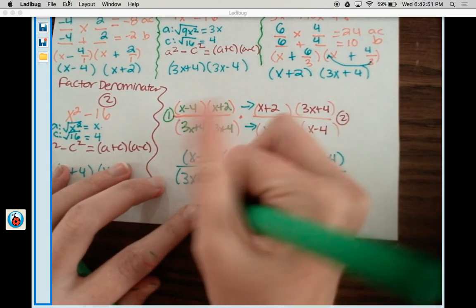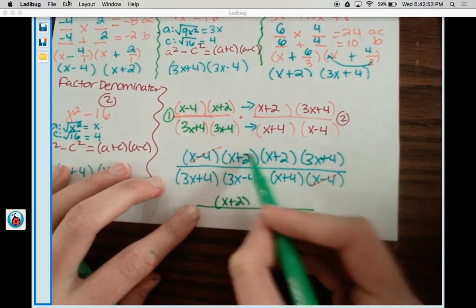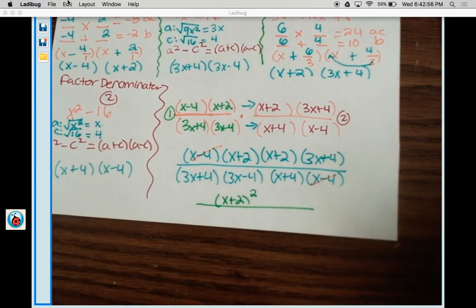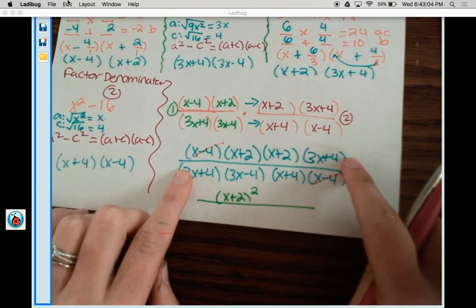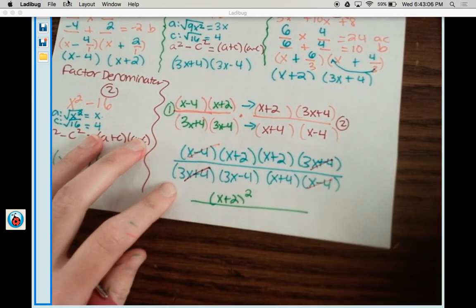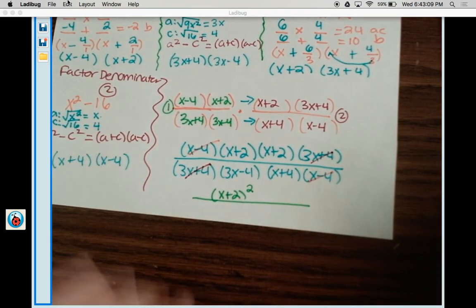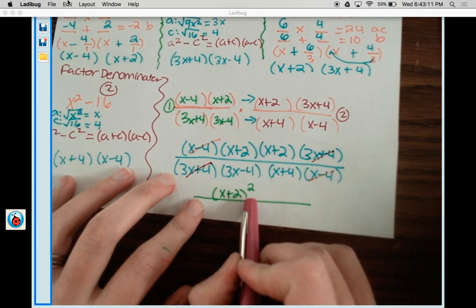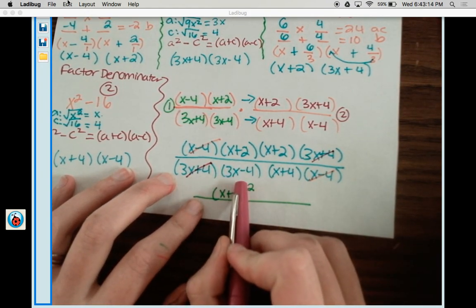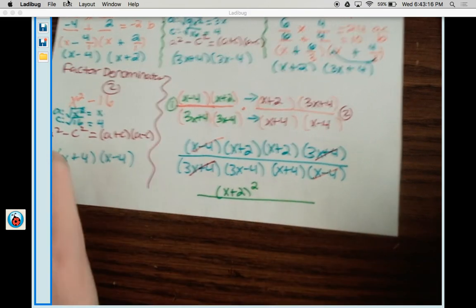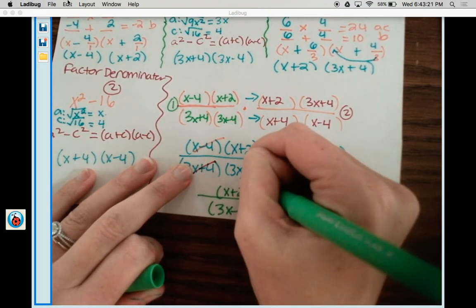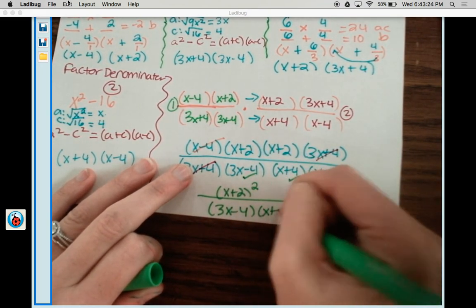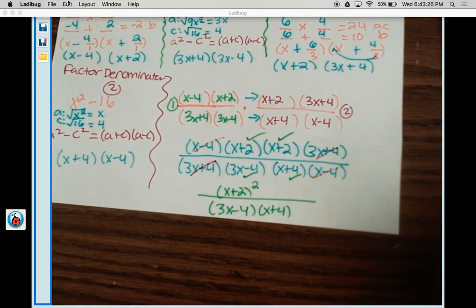So in my final answer, I'm going to have x plus 2, and since I have two x plus 2s, I can simplify that to x plus 2 squared. Then my 3x plus 4. Holy hot dog, I spot one in the denominator. Look at that. So it cancels out. All I'm left with now are my x plus 2s I wrote here. In the denominator, I'm left with 3x minus 4 and x plus 4. So I'm going to write those down: 3x minus 4 and x plus 4.